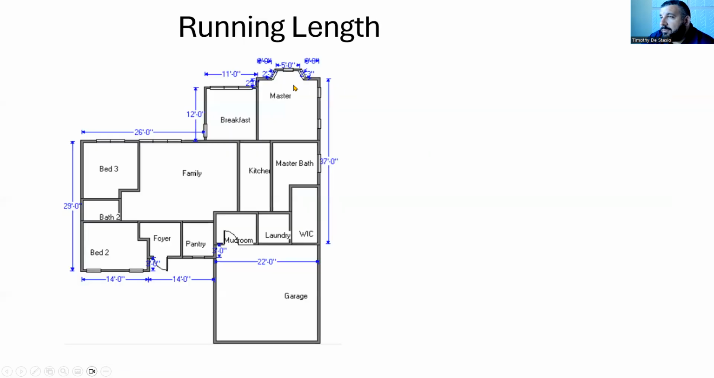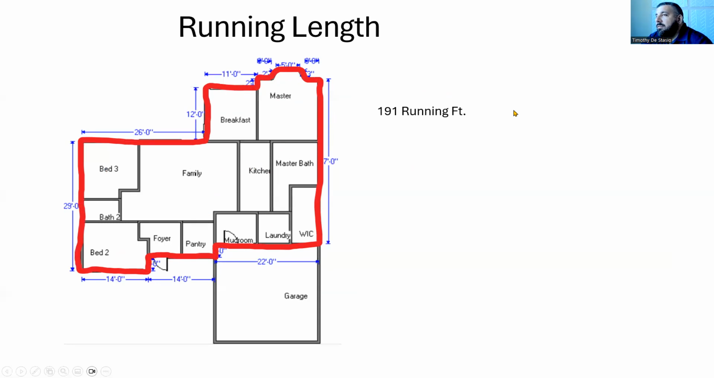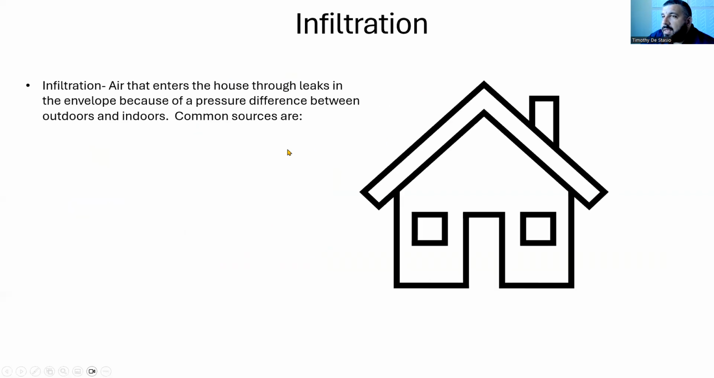So for example, my house is on a slab, and I would have to measure this or enter this into the software, and it does the measurements for me. But just know that with a slab, we're not talking about the area of the floor like you would for almost any other floor type. With a slab, we're talking about perimeter or running length. So in this case, my house is 191 feet of running length for a slab.